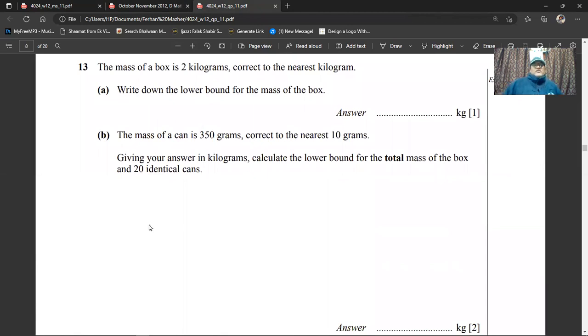Question number 13. The mass of a box is 2 kilograms, correct to the nearest kilogram. Nearest kilogram means 1 kg, so you divide 1 kg by 2, you get 0.5 kg, so plus minus 0.5 kg. When you add 0.5 kg to this 2 kg, you get the upper bound of the mass of the box. And if you subtract 0.5 kg from 2, you get the lower bound of the mass of the box. The question, A part, is: write down the lower bound of the mass of the box.